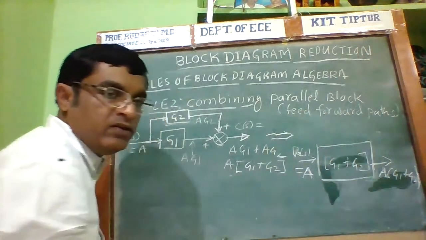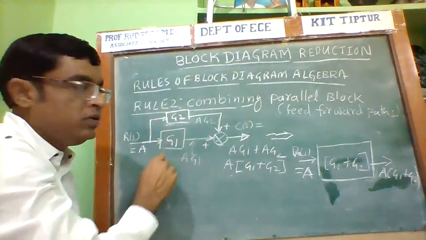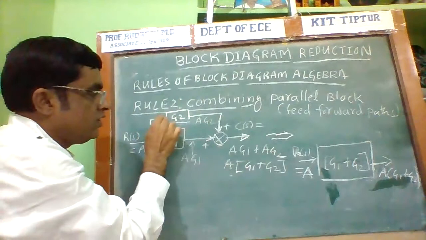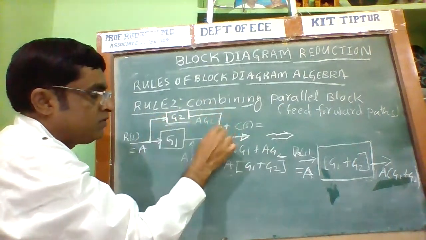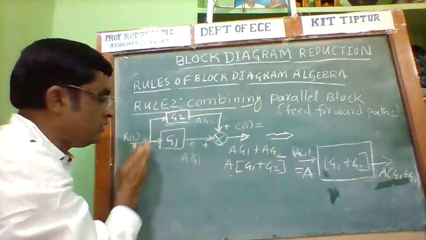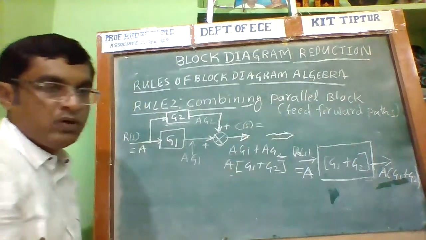Then only you will get A into G1 plus G2. That is what if I want to reduce the feed forward path. These blocks are called a feed forward path, because these paths go towards the output from the input side to the output side.